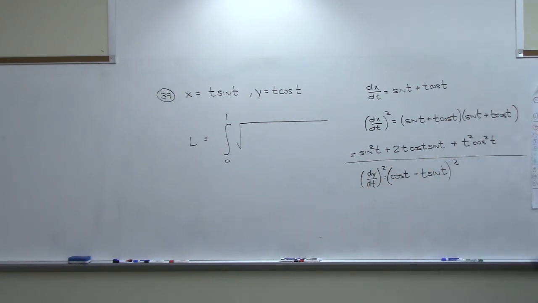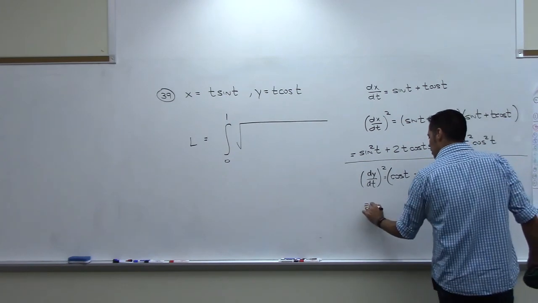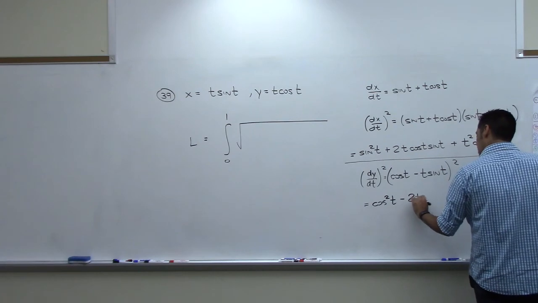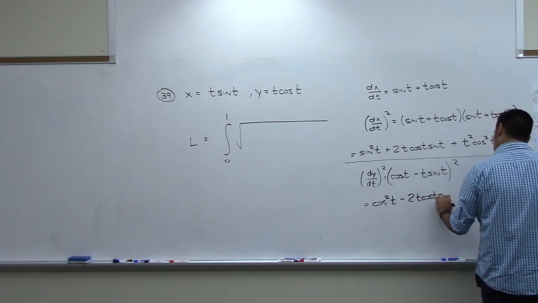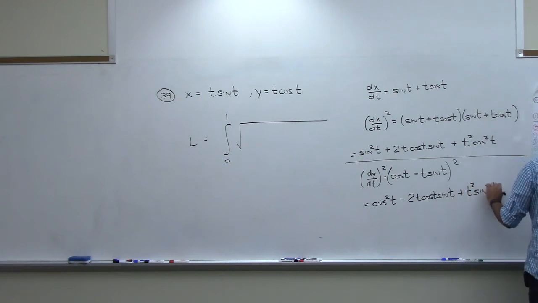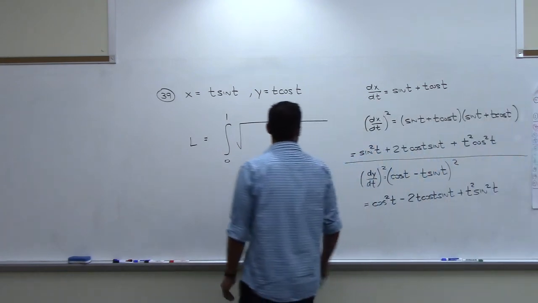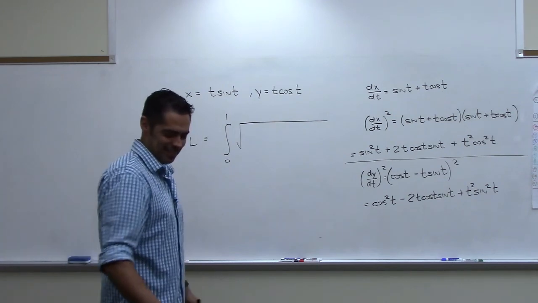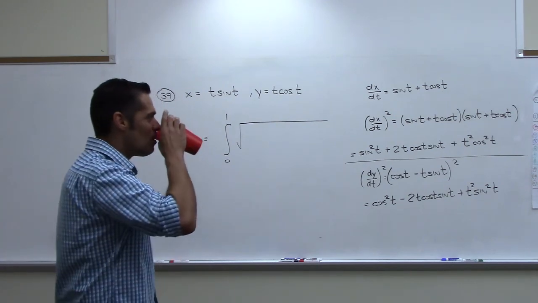And when I square that, I should get cosine squared t minus 2t cosine t sine t plus t squared sine squared t. I didn't actually show the foiling out, I just did it. You can verify yourself. Well, I know Pascal's triangles, so that helps. I think that's like the best trick you ever told me in 1414. Yeah, it helps.